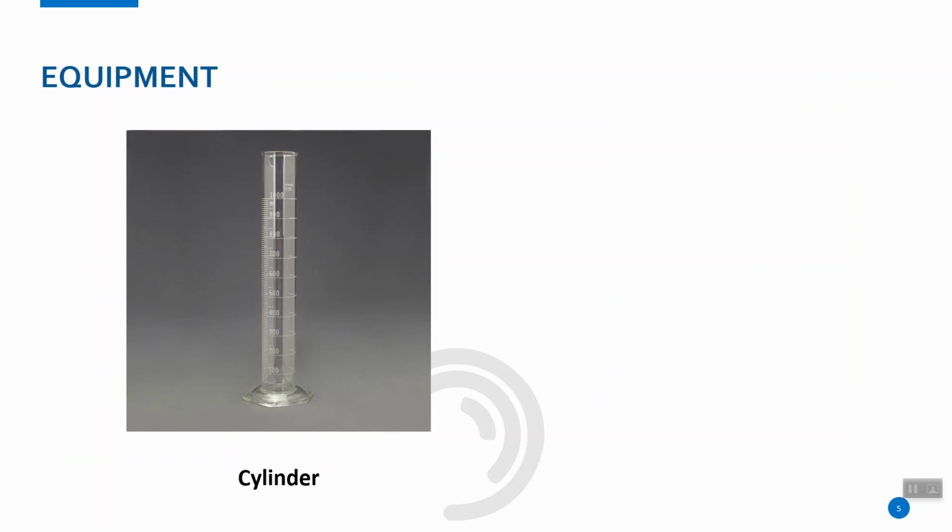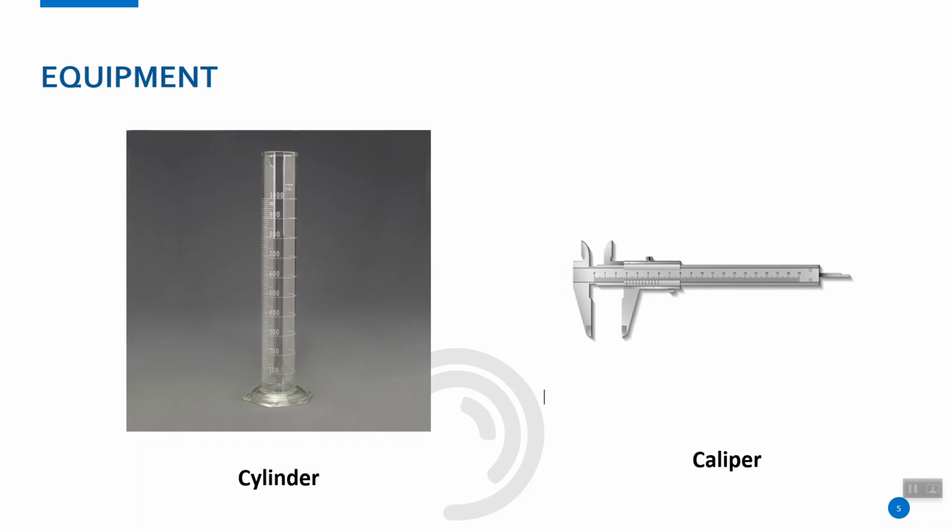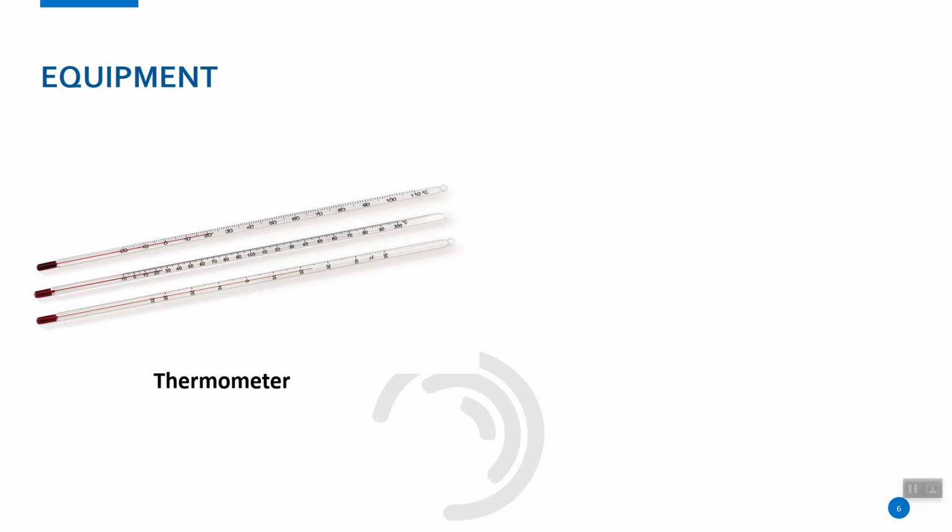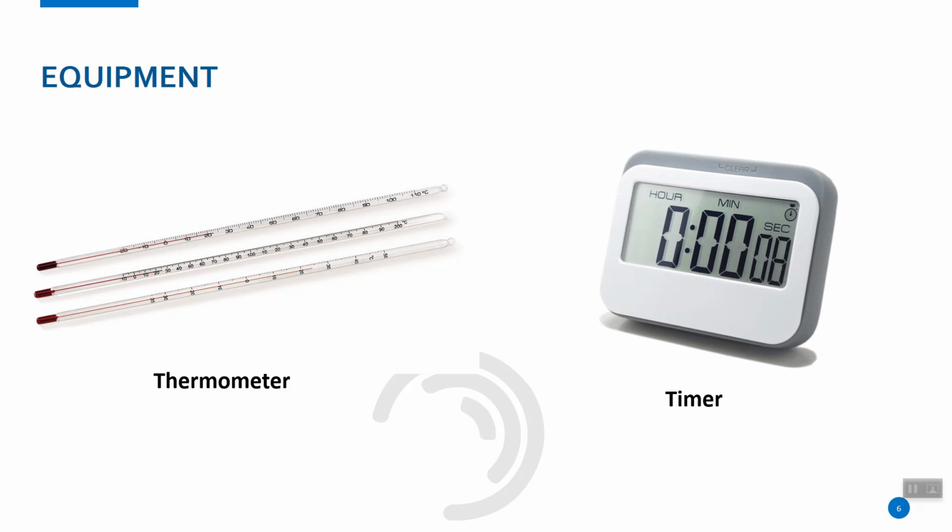The next one is the cylinder, especially a 1000 millimeter graduated cylinder is required. The next one is the caliper, needed to measure the area and the length of the sample mold. The next one is the thermometer, needed to determine the temperature during the laboratory test. The next one is the timer. We need to record the time during this laboratory test.